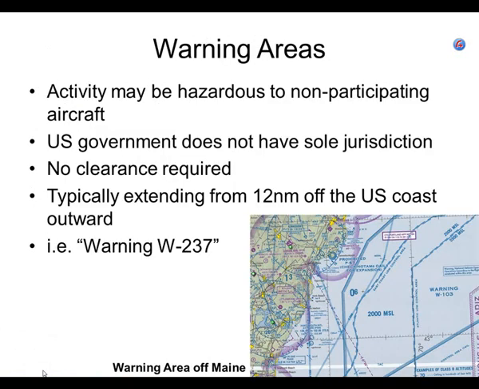All right, warning areas are very similar to restricted areas, except generally speaking, they're out over the water. International airspace kicks in 12 miles out off of the coastline. So the problem with warning areas, that's not technically U.S. airspace. It's technically international airspace. So technically, the U.S. government doesn't have control over it. So guess what? Warning areas, you can fly through them, and you don't have to talk to anybody.